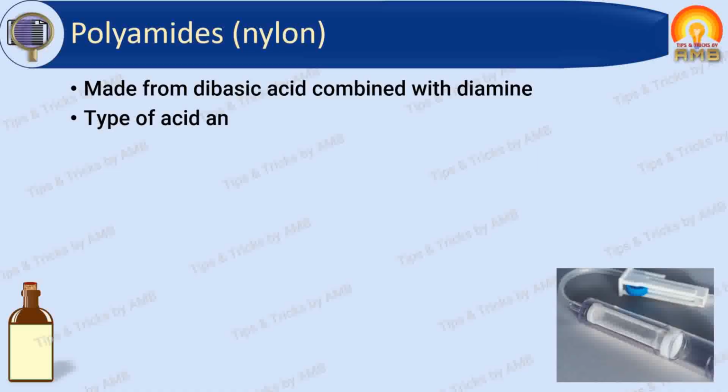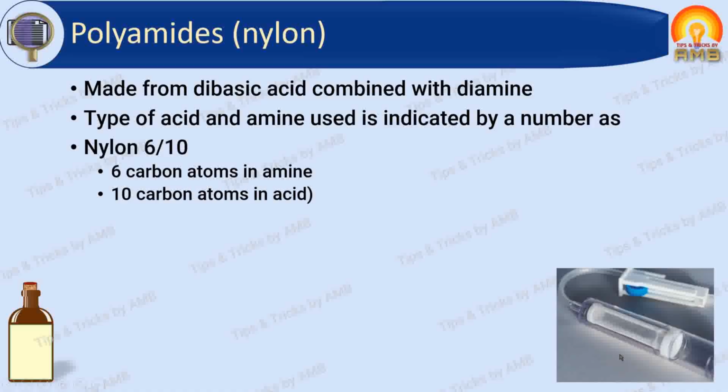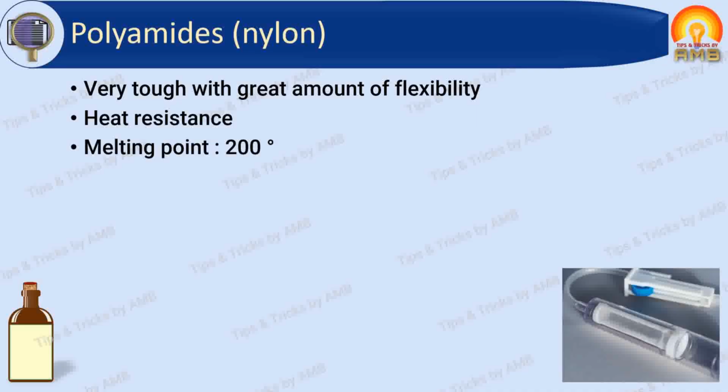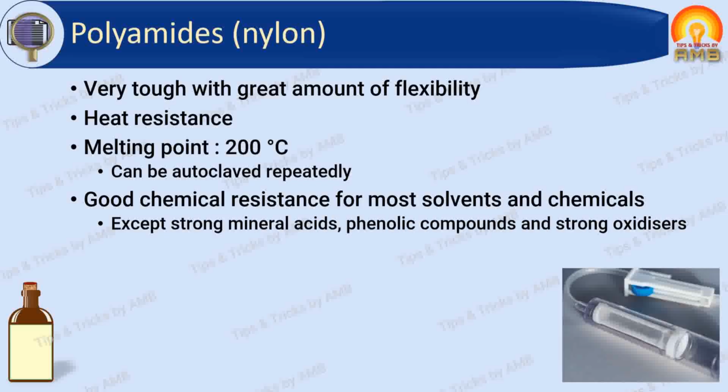The type of acid and amine that is used is indicated by a number, as in nylon 6/10. It has 6 carbon atoms in amine and 10 in acid. It is very tough plastic with a great amount of flexibility and heat resistance. Its melting point is about 200 degrees Celsius and thus can be autoclaved repeatedly. It has good chemical resistance to most solvents and chemicals except for strong mineral acids, phenolic compounds and strong oxidizers.